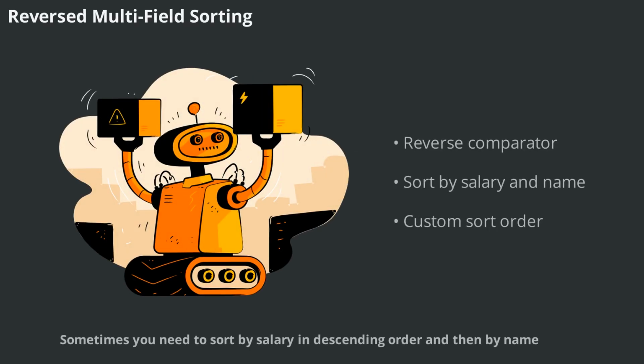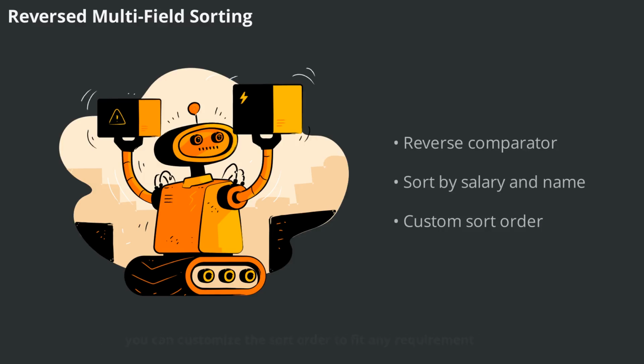Sometimes, you need to sort by salary in descending order and then by name. By reversing the comparator and chaining with thenComparing, you can customize the sort order to fit any requirement. This is a valuable skill for handling advanced sorting scenarios.